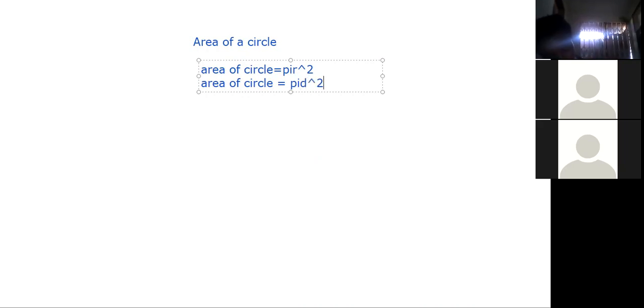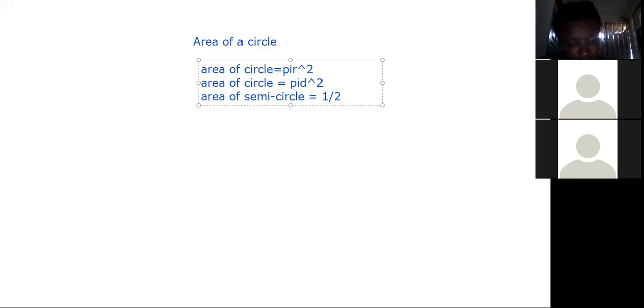Are we there? Now the area of a semicircle is given by half pi r squared.